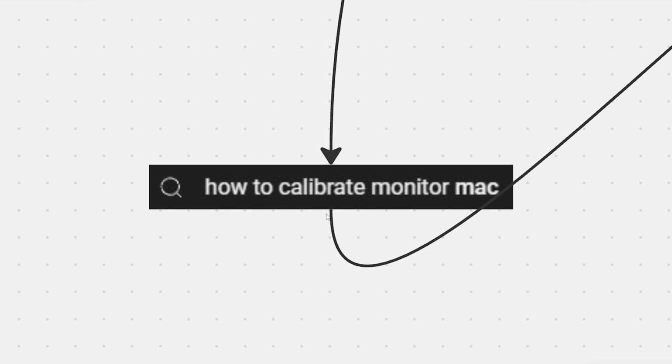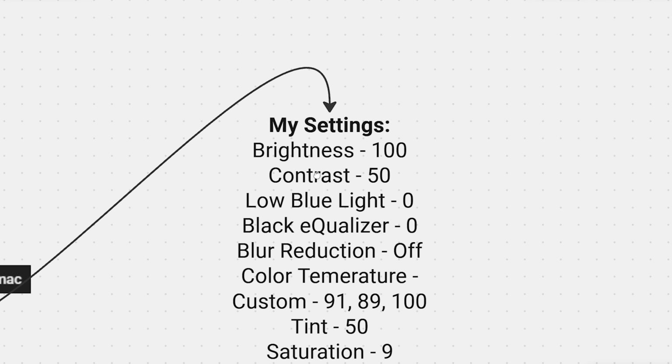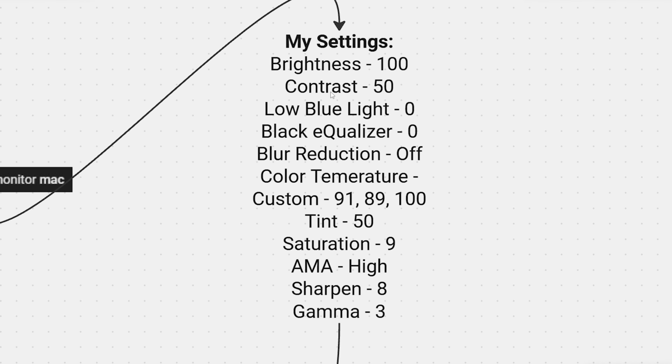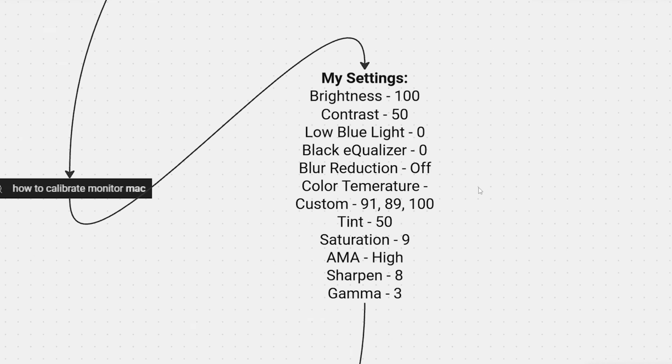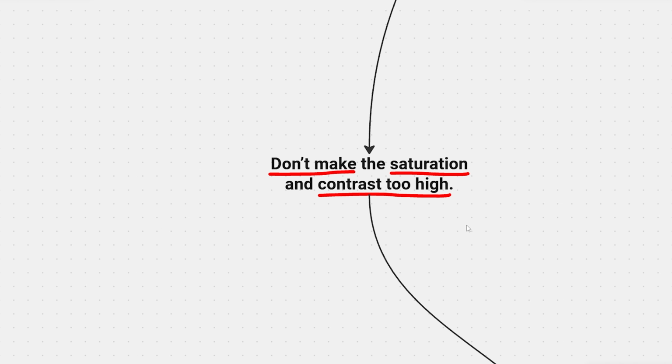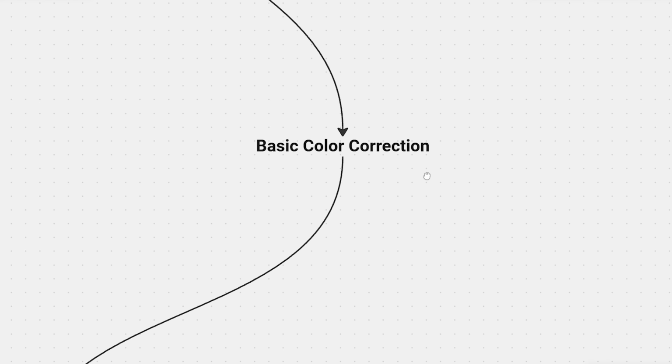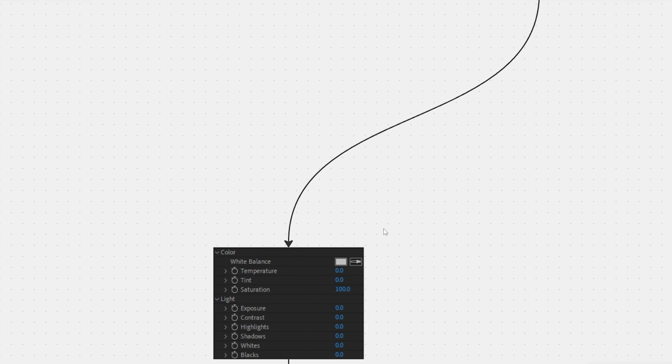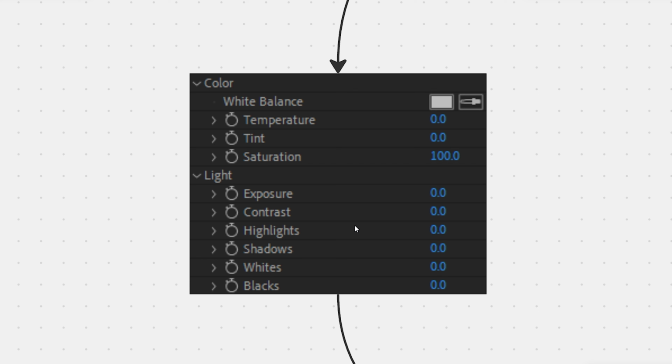To avoid talking too much about monitor setup, I'll show you my settings instead. You can copy and edit them if your colors are displayed poorly. A few more tips. Don't make the saturation and contrast too high. Doing so can significantly distort the actual color and light rendering. After a bit of theory and monitor calibration, we can move on to the basic color correction. First, I will show you the tools and explain what they are for, and then I will demonstrate my process so you can see what I do and how it affects the results.